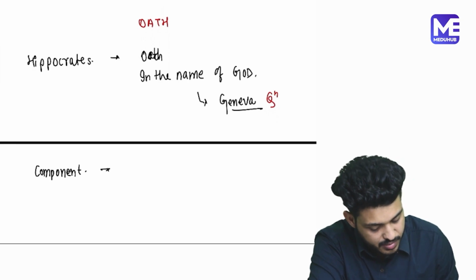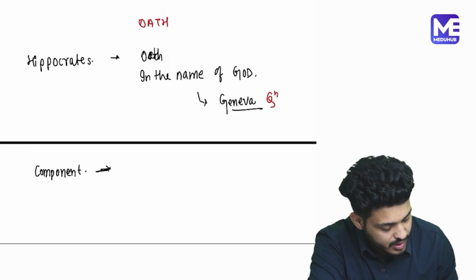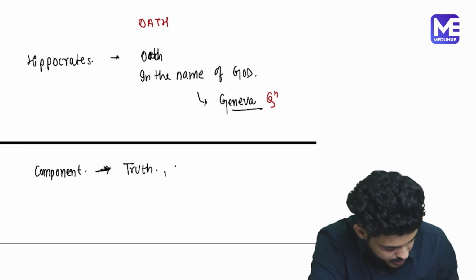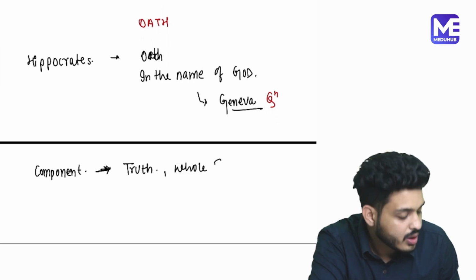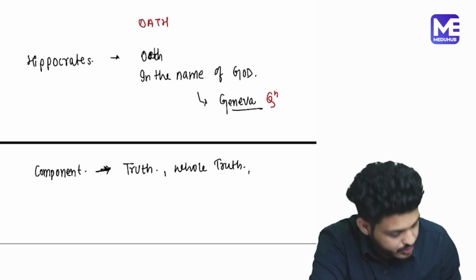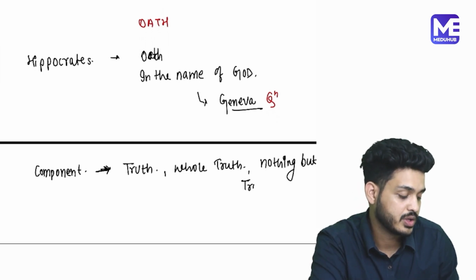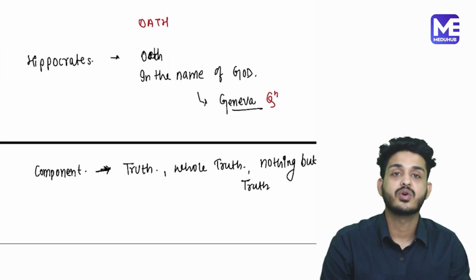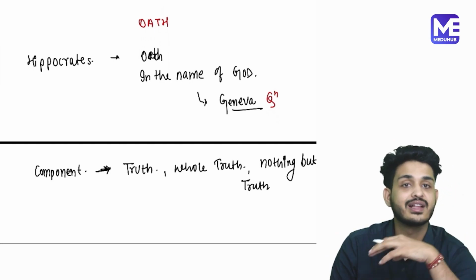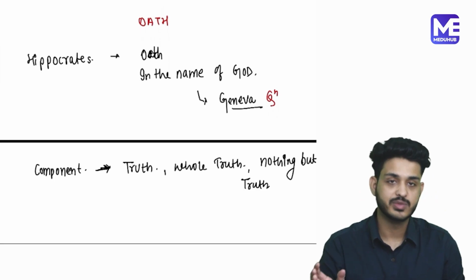Next, what are the components? Three main important components: the person will be telling the truth, the whole truth, nothing but the truth. So these three things are important. The person will be telling the truth, the whole truth, and nothing else but the truth only. And this will be taken in the name of God.